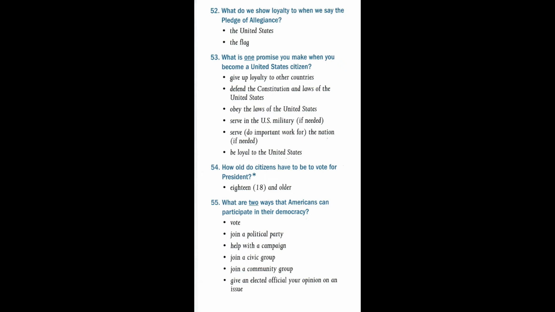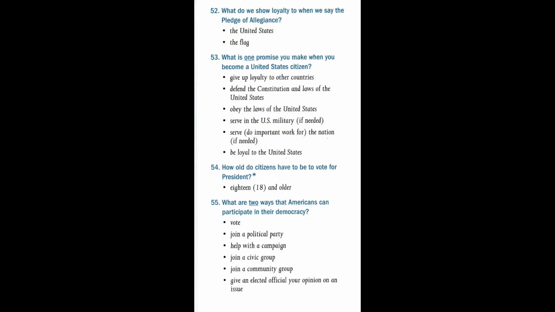The United States. The flag. 53. What is one promise you make when you become a United States citizen? Give up loyalty to other countries. Defend the Constitution and laws of the United States. Obey the laws of the United States. Serve in the U.S. military if needed. Serve, do important work for the nation if needed. Be loyal to the United States.